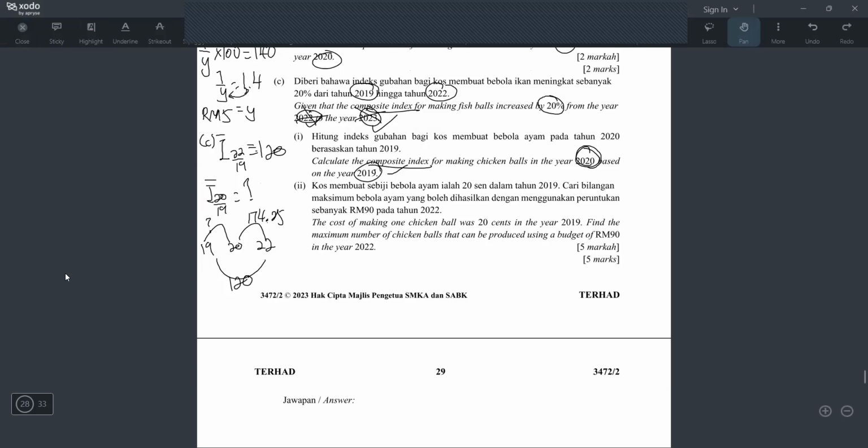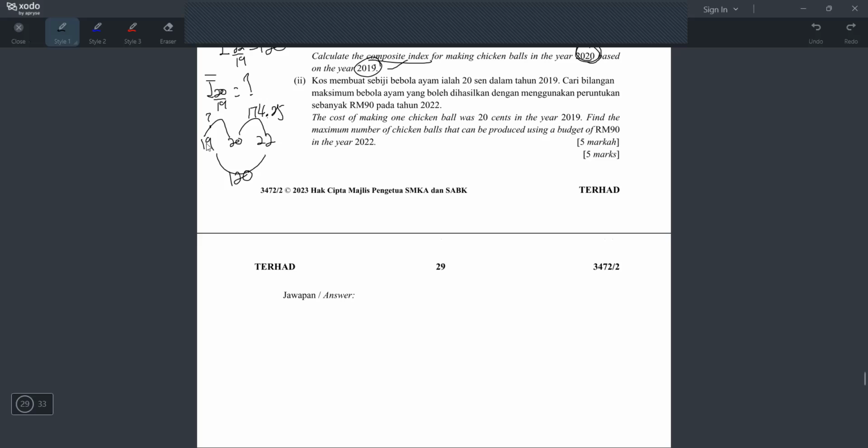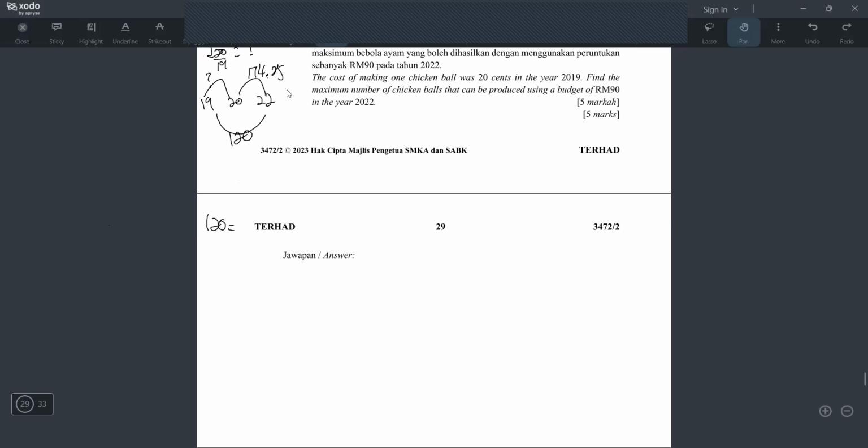So how to find it? Okay, the formula is always like this. Out of these 3 lines, the longest line, which is the bottom part, 120, is always equals to the upper ones times together divide 100. So it will be 174.25 times with this value, and this value actually represents the composite index for 20 over 19 divide 100. So to get the composite index for 2019, I will take 120 times 100 divide 174.25.